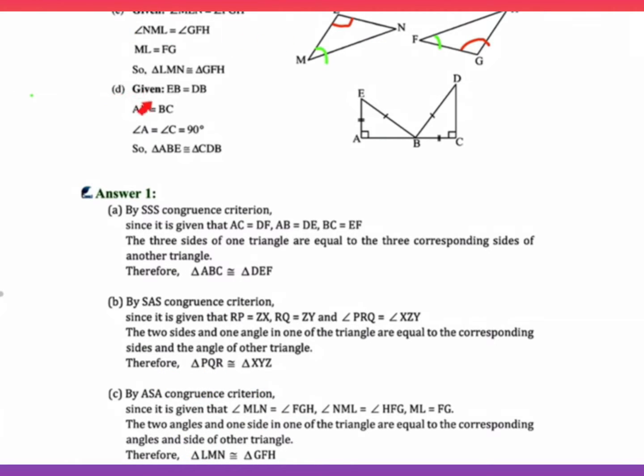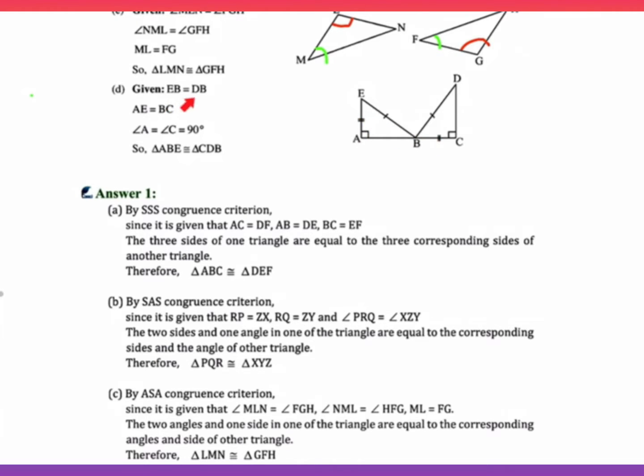After that, moving to part number D. Here two triangles are given, as you can see, triangle EAB and triangle DCB. In these two triangles, angle A is a right angle, that is angle A is 90 degree and angle C is also 90 degree. It means this is a right angle triangle. In a right angle triangle, this side is known as hypotenuse and side BD is also known as hypotenuse. So the hypotenuse is equal in both triangles and one of the sides is also equal.